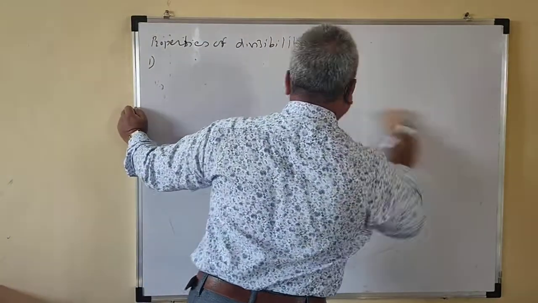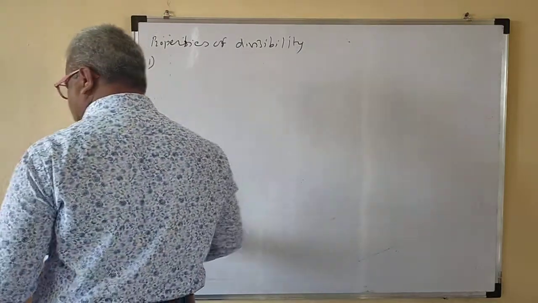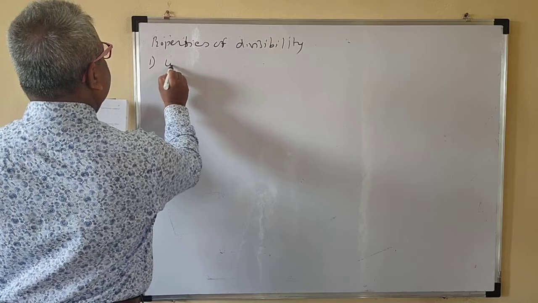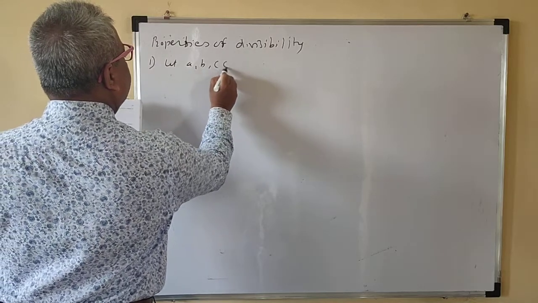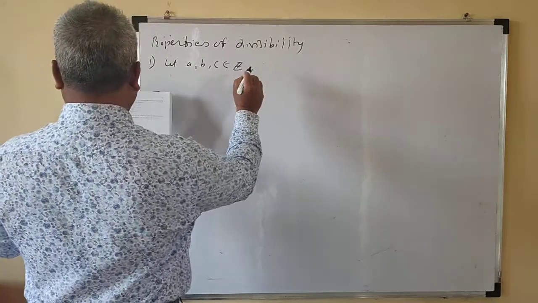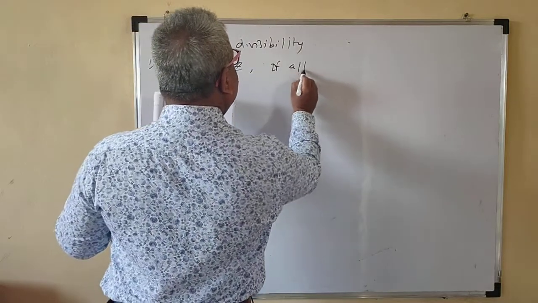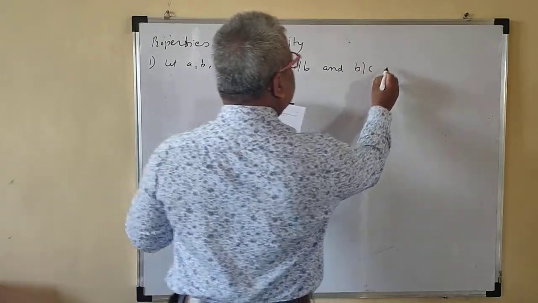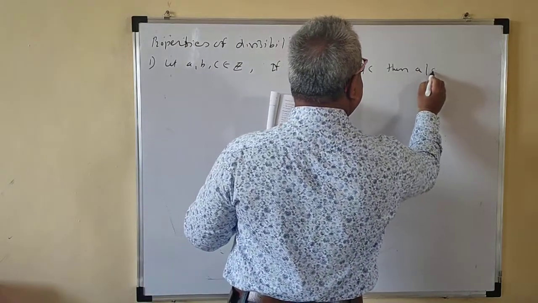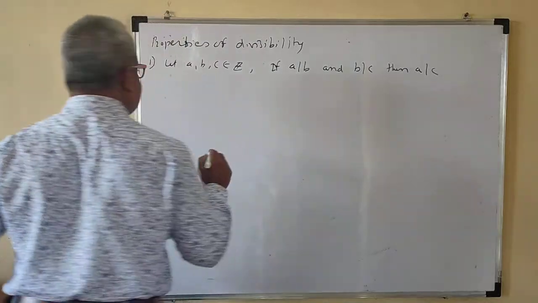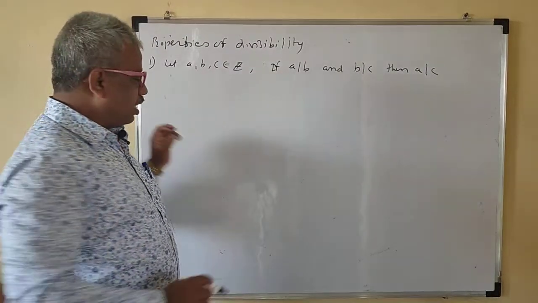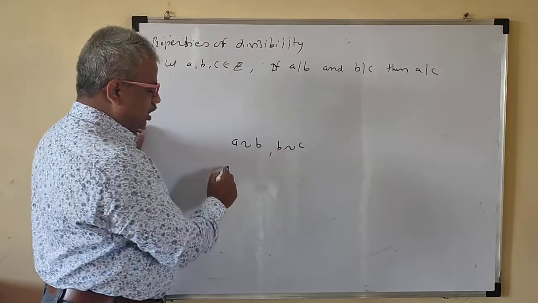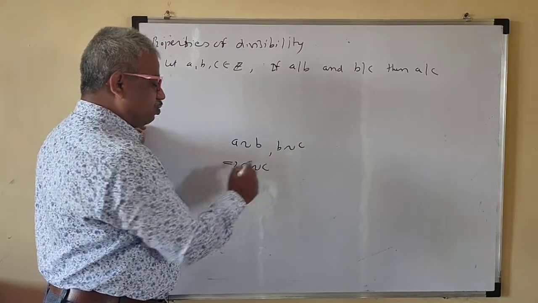Very simple. You should prove it independently. Let A, B, C belong to Z. If A divides B and B divides C, then A divides C. This you want to do. So this is the transitive property, right? You have seen that transitive means A is related to B, B is related to C, this implies that A is related to C, right?